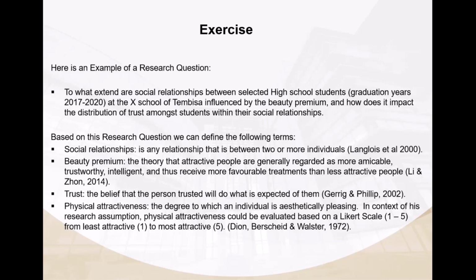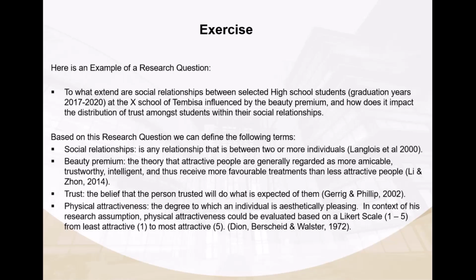What does it say? It says, to what extent are social relationships between selected high school students, graduation years 2017 to 2020, in other words, we are focusing on those who graduated between 2017 and 2020 at the X school in Tembisa, influenced by the beauty premium, and how does it impact the distinction of trust among students within the social relationship. In other words, what we are looking at here is how the beauty premium relates to or affects students in regards to their social relationship, right?